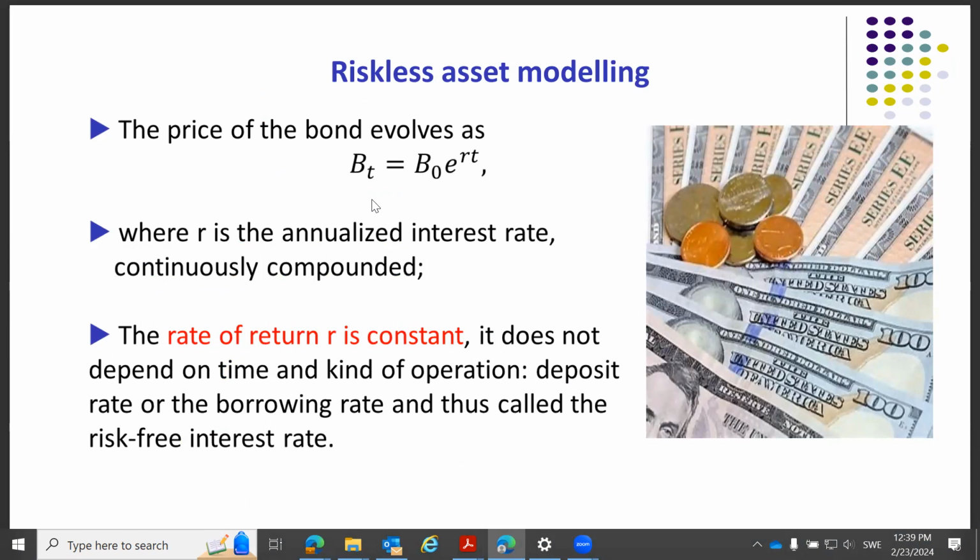How to model a riskless asset? It is clear. In this case, the amount of money which you put in your bank account depends only on time. We assume that it doesn't depend on a random factor. And we assume that r is the annualized interest rate, continuously compounded, and it is constant and doesn't depend on the operation, whether it is a deposit operation or a borrowing operation. So with this, everything is clear.